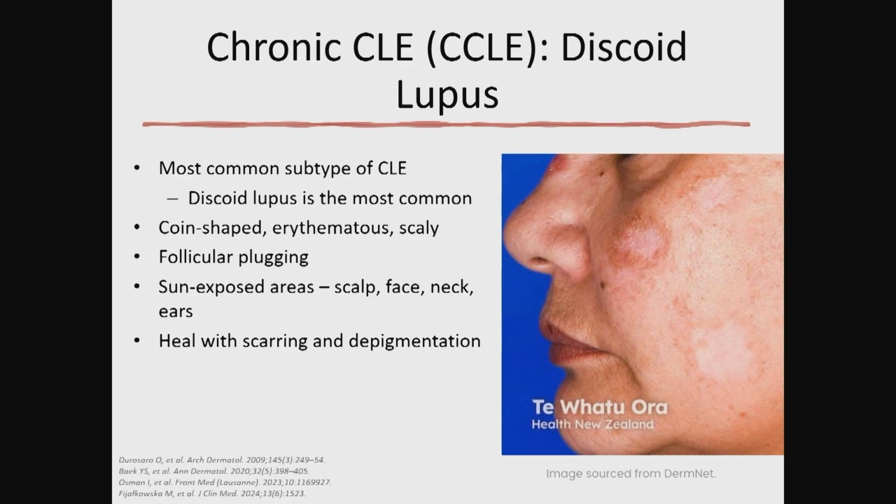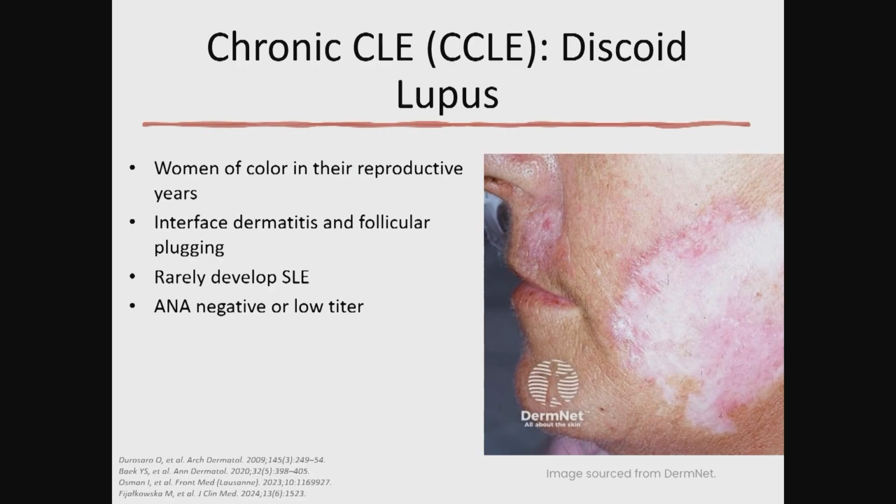The appearance of chronic cutaneous lupus is usually discoid. Again, the most common form, usually discoid. It is a coin-shaped, raised, slightly scaly erythematous appearance. And it leaves, like I said, you can see it right here very nicely, a scar, and hypopigmentation or dyspigmentation. Again, most common in women of reproductive age. Again, when you biopsy, the pathologist will see interface dermatitis.